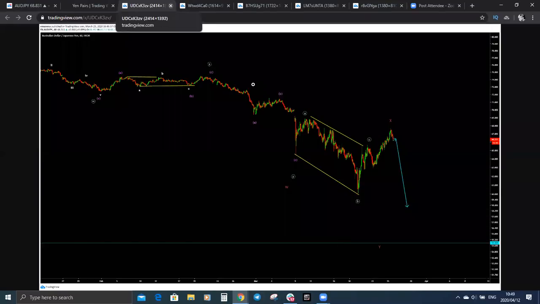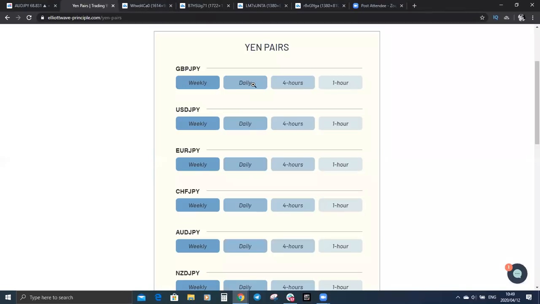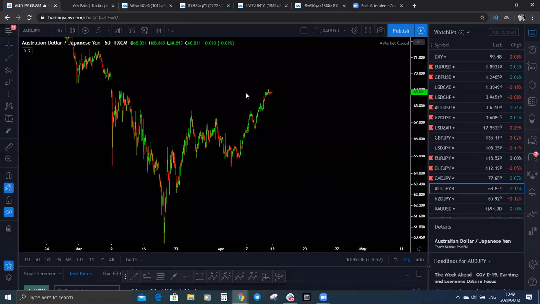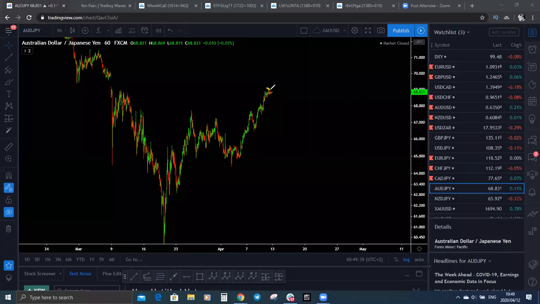This is not the latest update. The latest updates are not on the yen. This one is not updated. So just look for continuation pattern on the yen there.